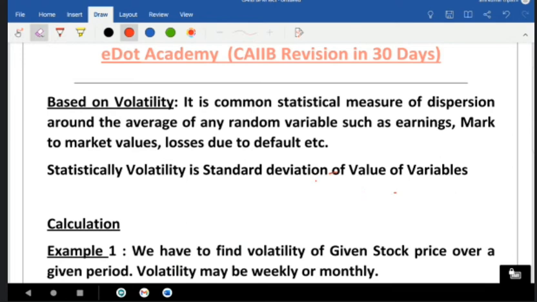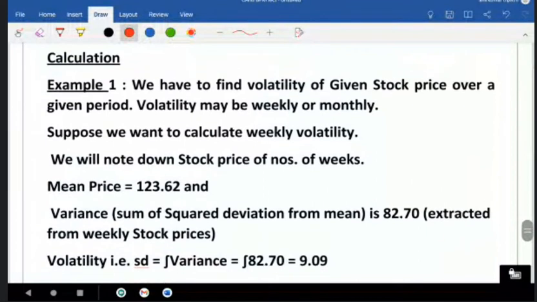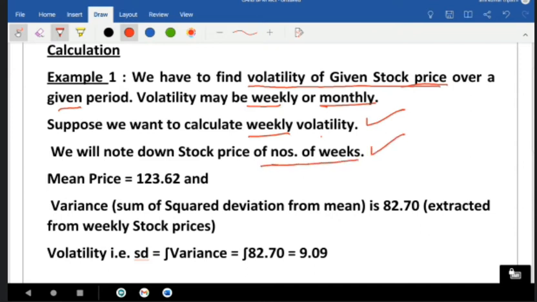Now I'll take one question here to make it more clear. We have to find the volatility of a given stock price over a given period. Volatility may be on a weekly or monthly basis. Suppose, taking a hypothetical value, we want to calculate weekly volatility. We will note down the stock price for a number of weeks.